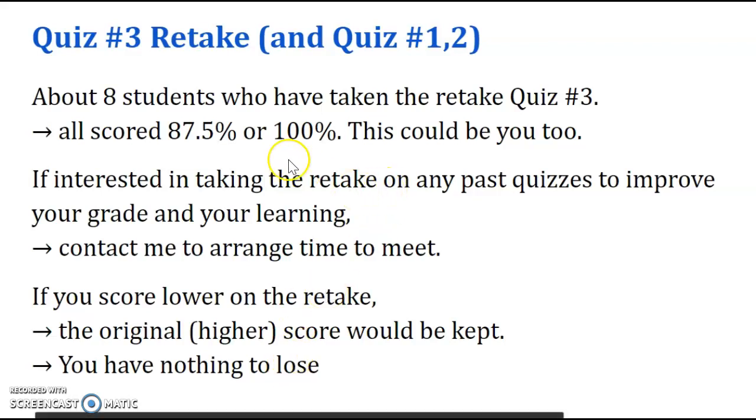So far I've had about 8 students who have taken the retake on quiz number 3, and they have all scored 87.5% or 100%, and this could be you too. And whatever score you get on the retake, you keep, or whichever is higher. This is a great way to not only improve your grade but your learning.